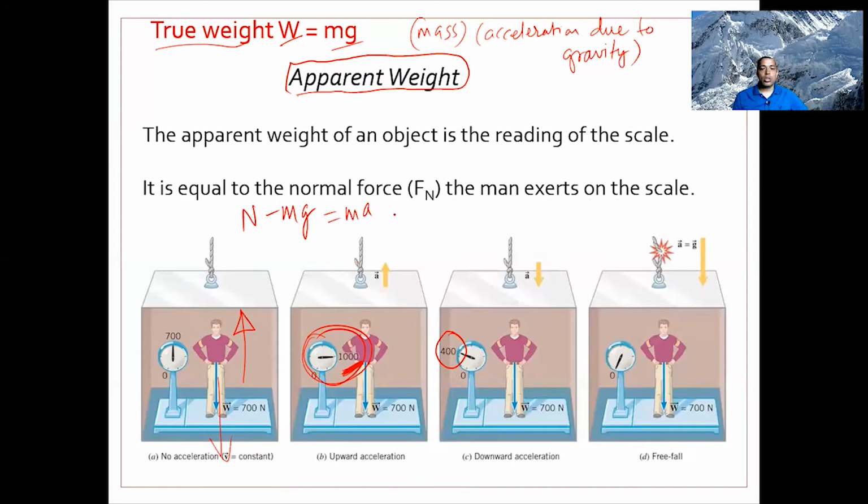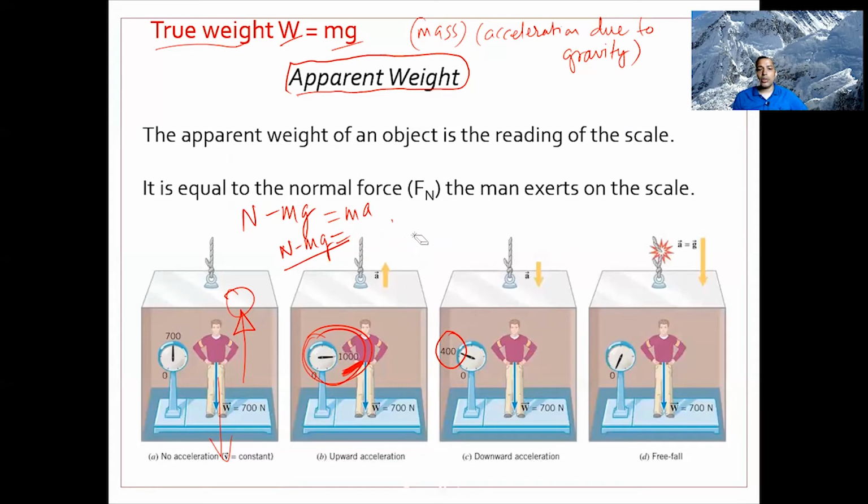So in this case, what is your a? It is 0. It means a is 0, meaning from here N minus mg equals 0. It means N equals mg. Look at that. That's why your weighing machine gives you the exact weight.